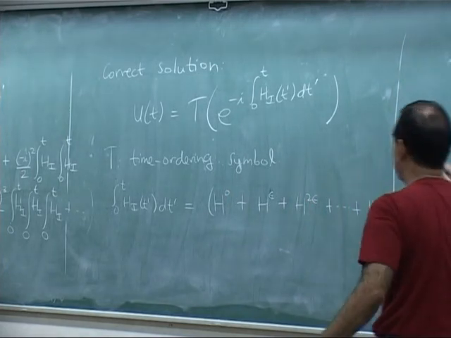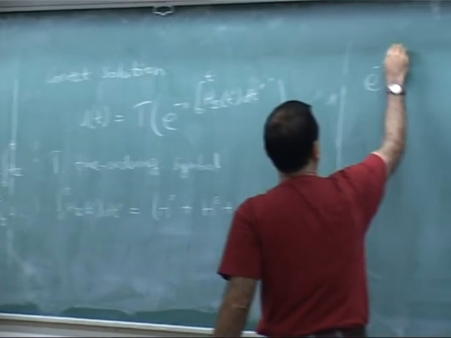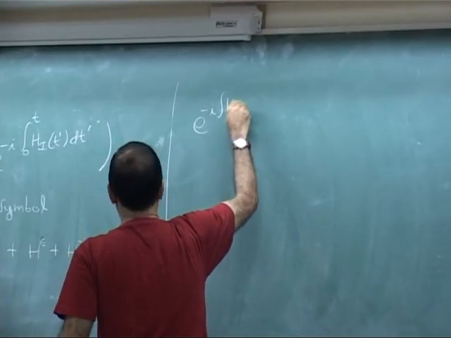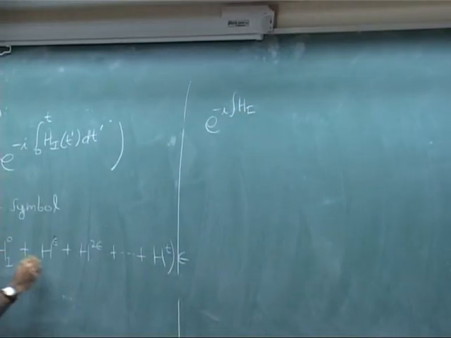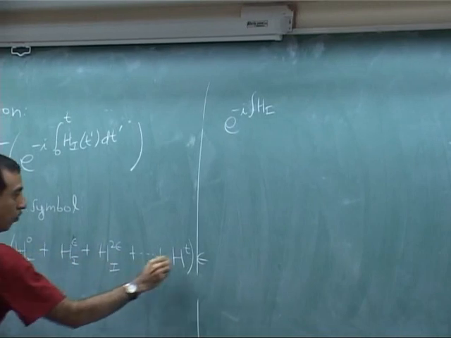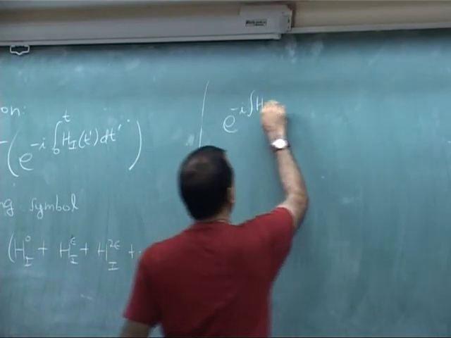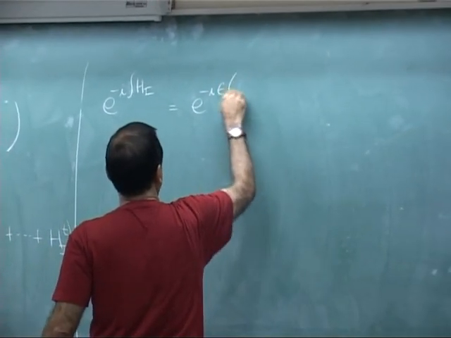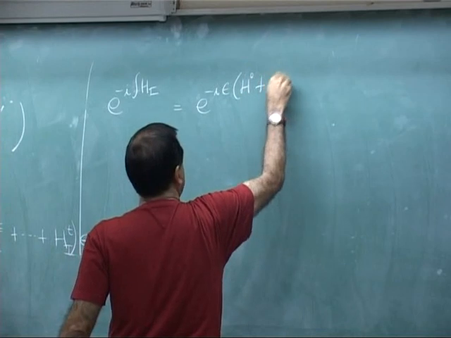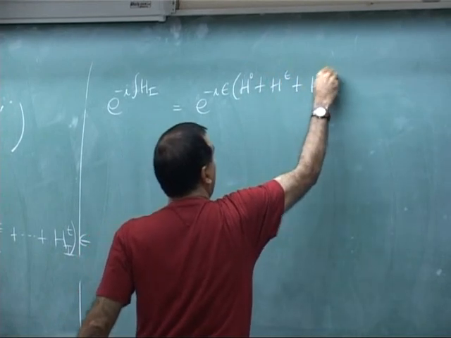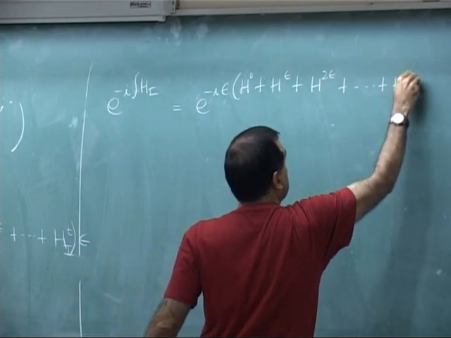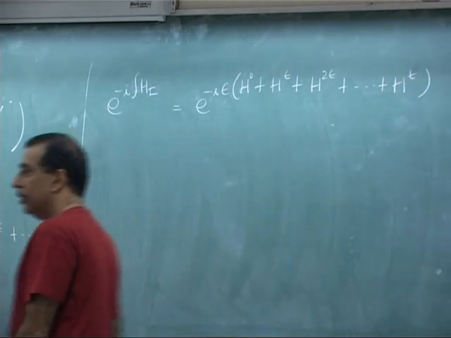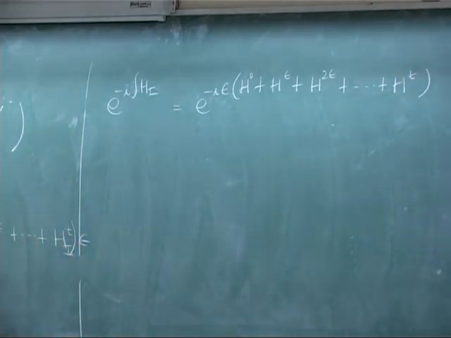And once you see the difference between those, everything will be clear. The ordinary exponential, this is all h_i. The ordinary exponential means e to the minus i epsilon times h at 0 plus h at epsilon plus up to h at the final time t. Okay? And here is an exponential of many quantities, all of which fail to commute with each other.